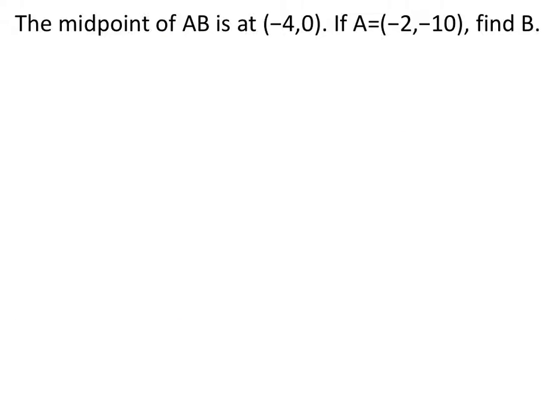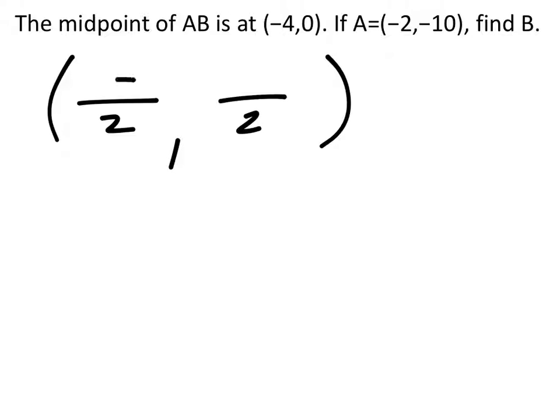The midpoint of AB is at -4, 0, so that is the midpoint, okay? If A is -2, -10, then we've got to find the value of B. So in the formula, right, everything is divided by 2, we're adding the values. Let's say we're going to do A as our first value, so that we got -4 and 0. And then B, we got its x value and then its y value.